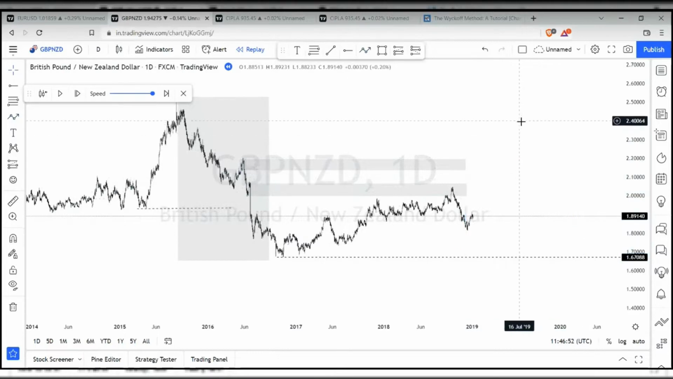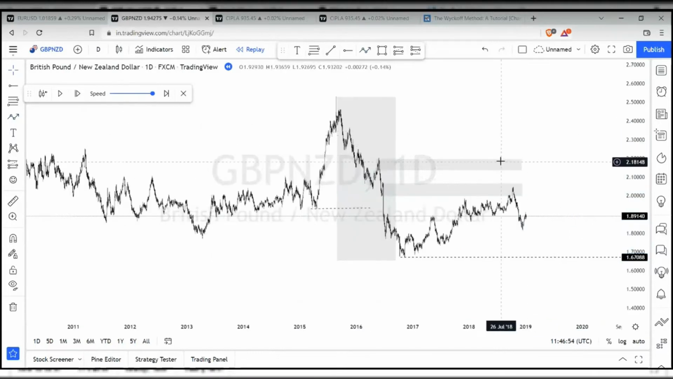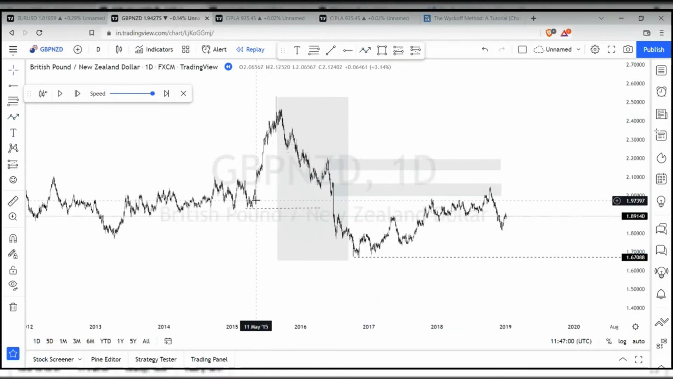So now we picked a random pair, which I never traded in my life, from your suggestion, and we marked out our first box, and our second box has completely fulfilled. So now let's go to our next setup.